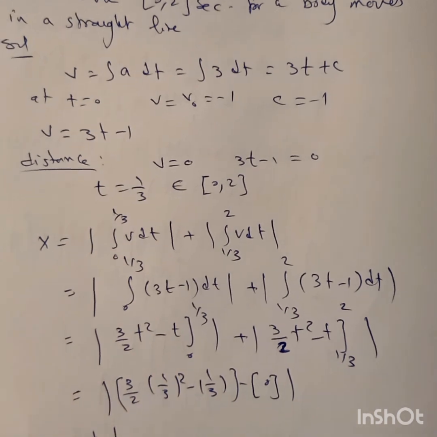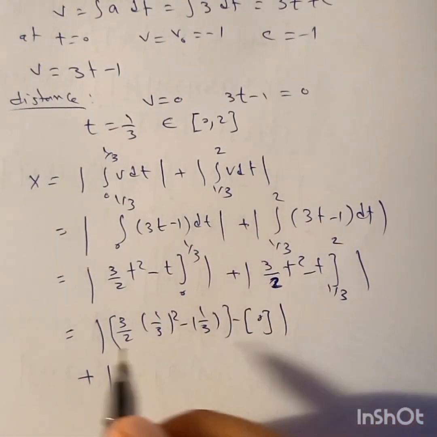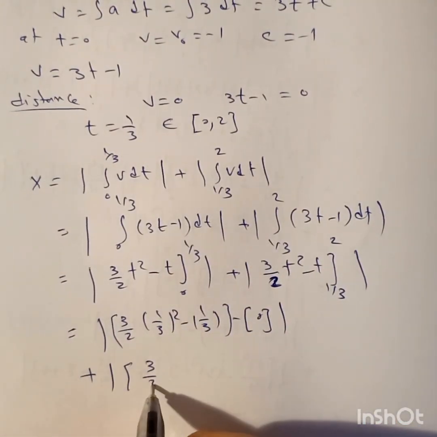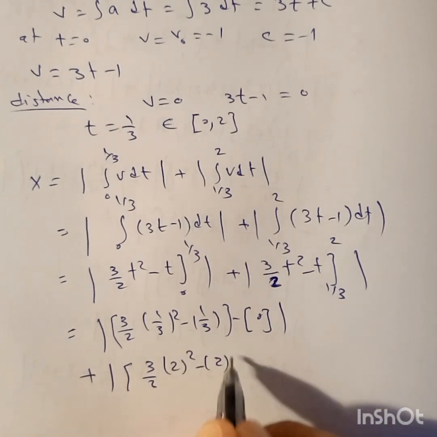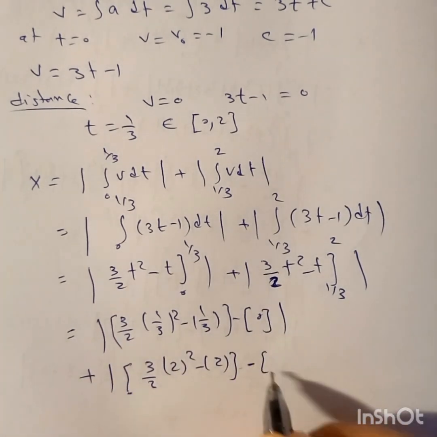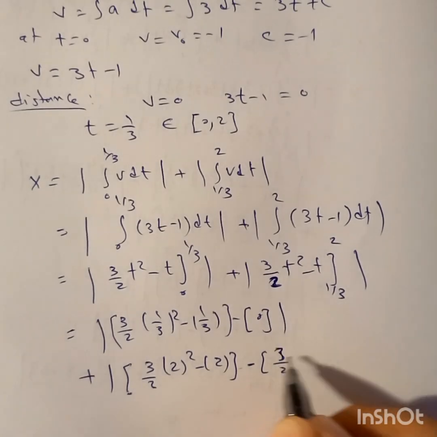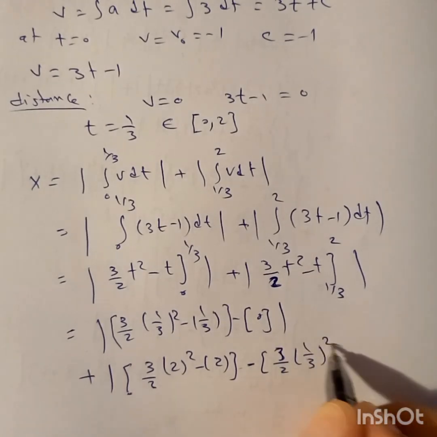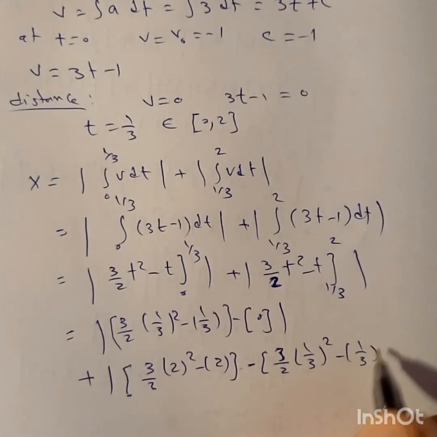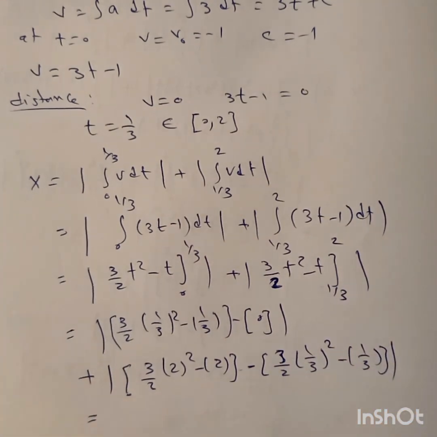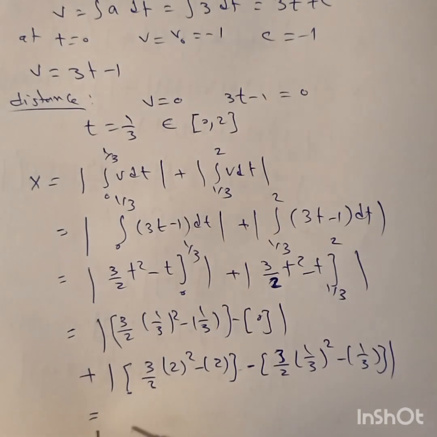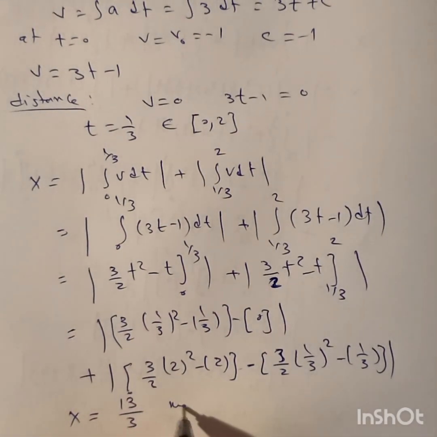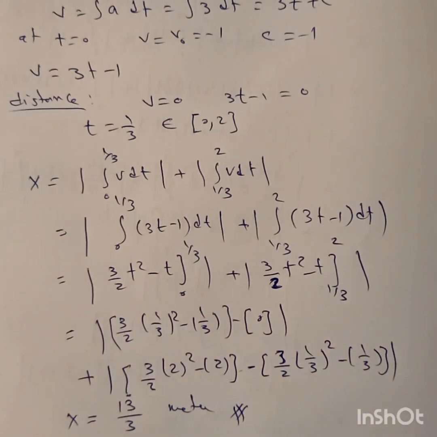plus the second modulus. We substitute first by t equals 2, then we have 3 over 2, 2 square minus 2, this first bracket, minus, substituting when t equals 1 over 3, 3 over 2, 1 over 3 square minus 1 over 3, and this second modulus. By using a calculator we can simplify and find the result of this summation. Then we have x here, x equals 13 over 3 meter, and this is required to find.